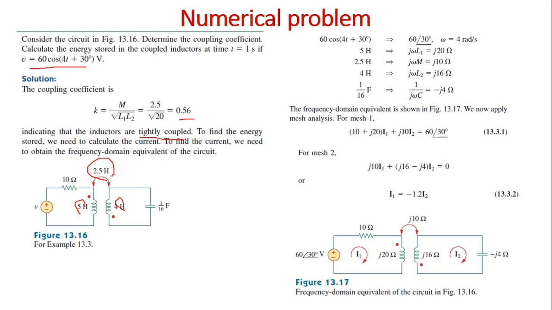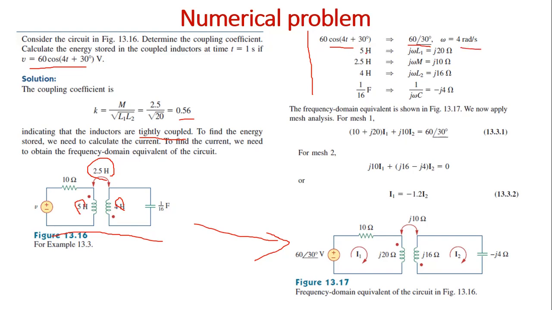Next, we have to determine the energy stored in the coupled inductors. Here you can look at this diagram. It is given in the time domain, so convert it into the frequency domain. The steps are given here. We know that the value of V is given as 60 cos(4t + 30°). This written in the phasor domain is 60∠30°, and the value of omega is 4 radians per second.